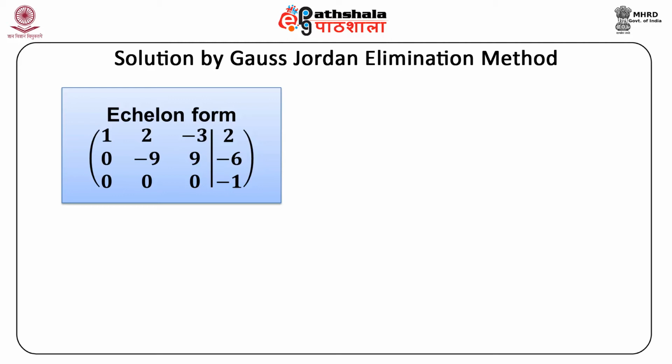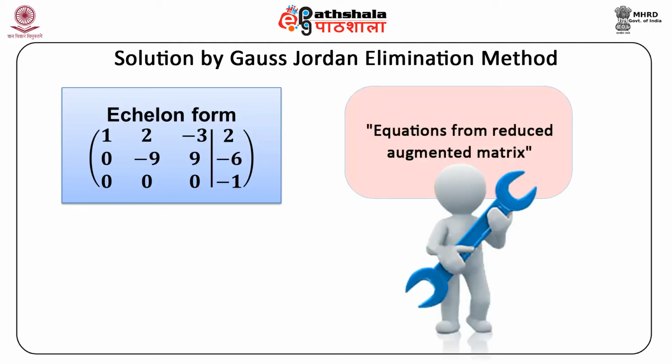Now, if we formulate the equations from the reduced augmented matrix, we have x1 plus 2x2 minus 3x3 is equal to 2, minus 9x2 plus 9x3 is equal to minus 6. It can be seen that the last row suggests that 0 is equal to minus 1, which can never be mathematically true. Hence, the given system has no solution, or the system is inconsistent.